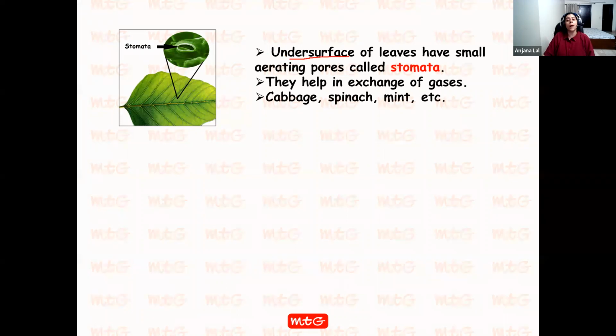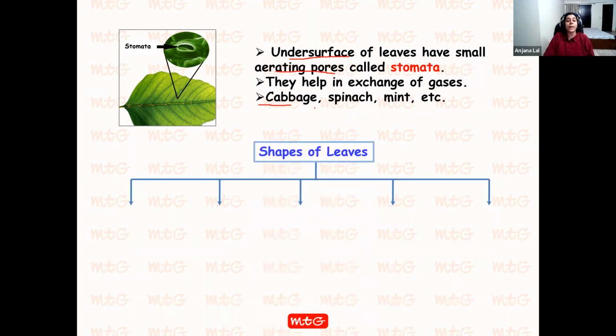Thank you, Beta. Now we're talking about the stomata. So in the beginning of the session, somebody told us, ma'am, there is more stomata also on the leaf. Yes, and this is what it looks like. On the undersurface, the lower part of the leaves, there are aerating pores. That means they help in exchange of air. It's known as stomata. It helps in exchange of gases. It helps in taking in carbon dioxide and releasing oxygen, right? Cabbage, spinach, and mint are some of the leaves that can be eaten. They are modified leaves. Okay, and cabbage is a modified leaf that can be eaten. Spinach, mint, they're all examples of modified leaves that can be eaten.